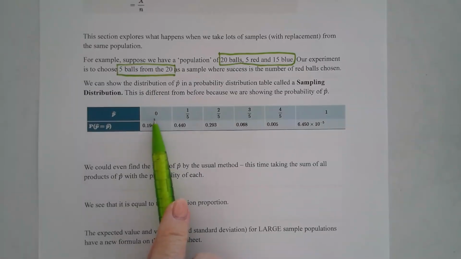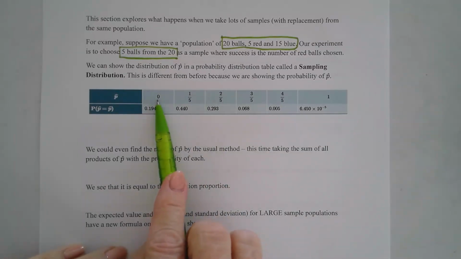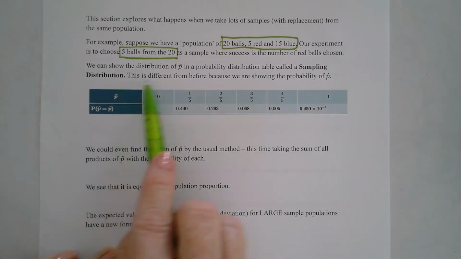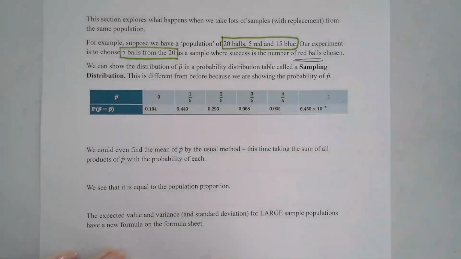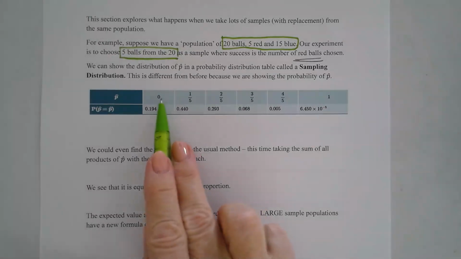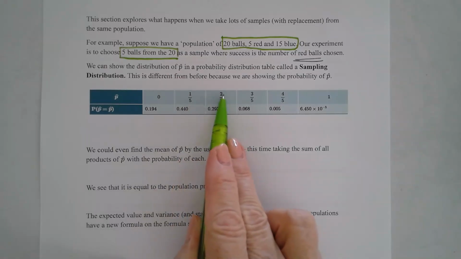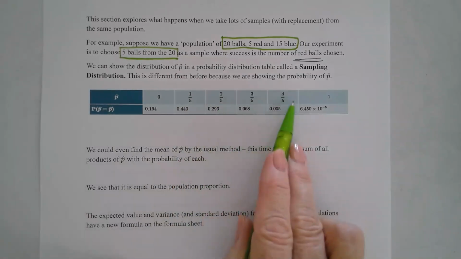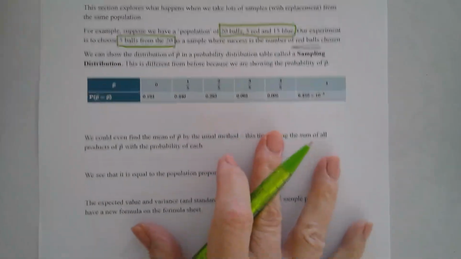So in all those pictures I showed, red was the thing I was getting. So I could get 0 red. I could get 1 out of 5 as my p hat. 2 out of 5 could be my p hat, and so on. And these little things here are very interesting. So let's figure this out.